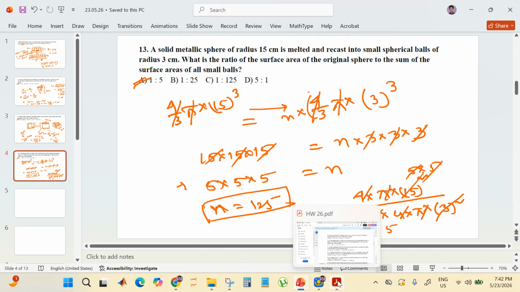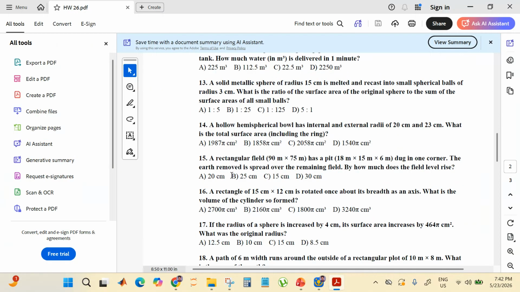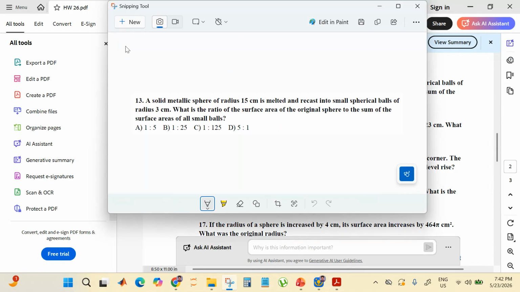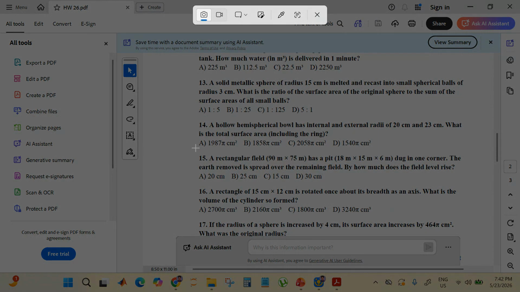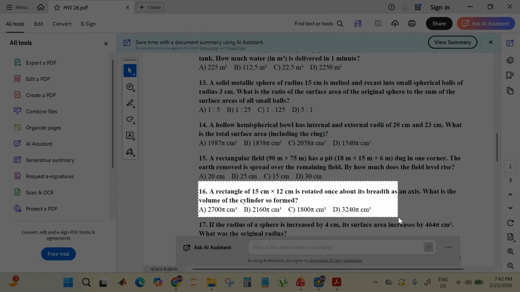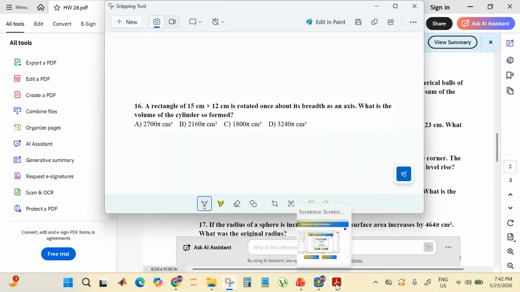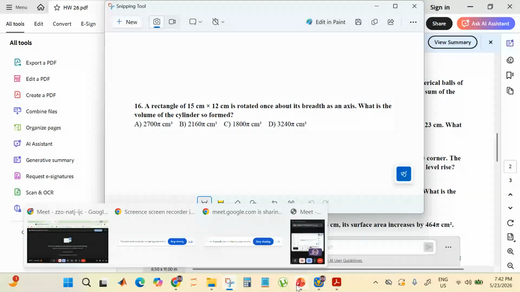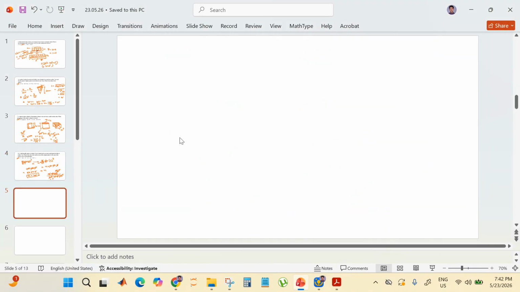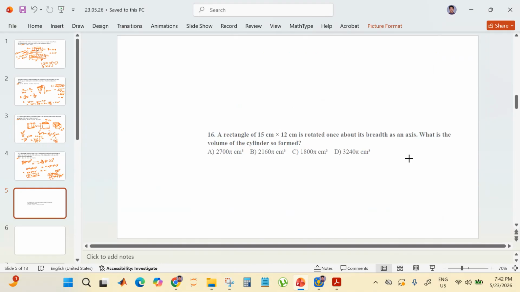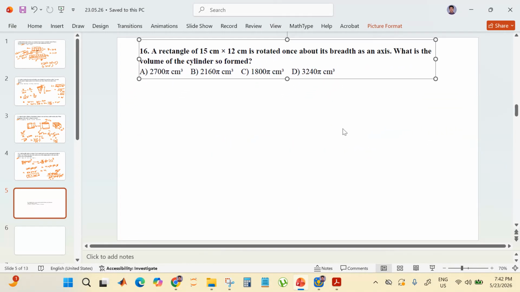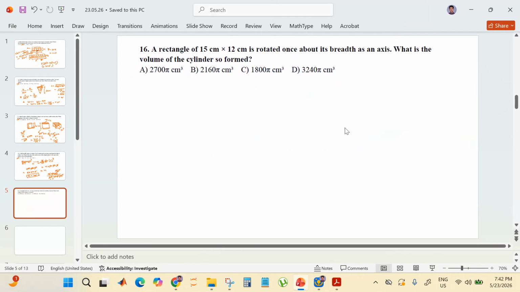So this is question number 13 for today. Now for the next one, please try yourself first. I am taking question number 16. I will pause for a few minutes, and after that I will start discussing. Please wait.